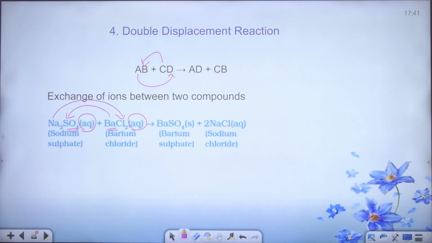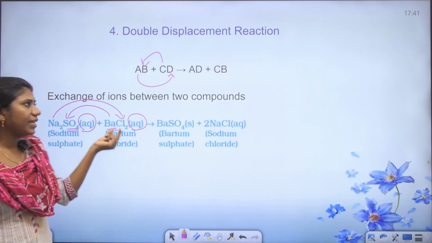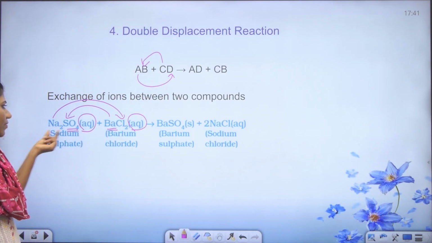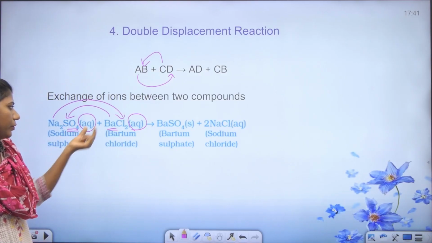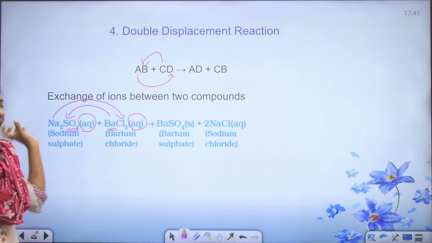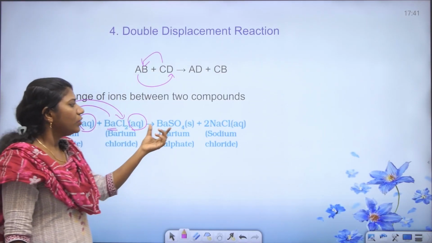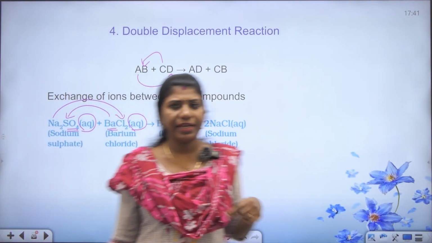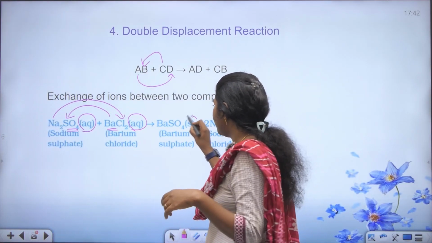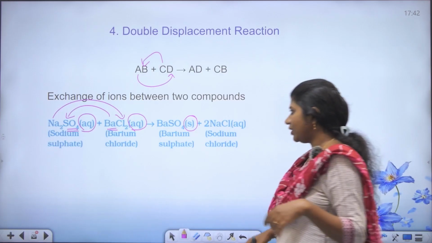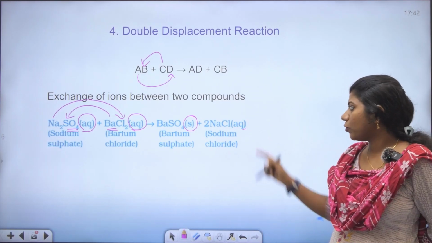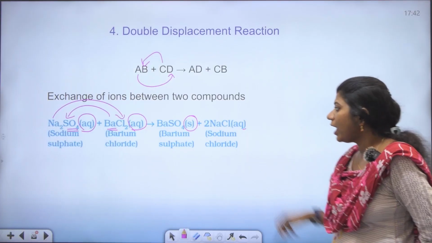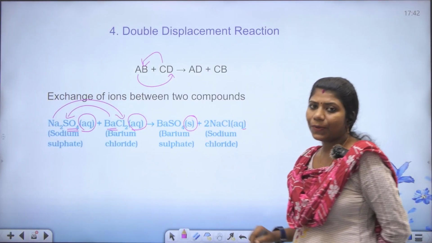Here sodium sulfate in aqueous solution reacts with barium chloride in aqueous solution. It reacts to form barium sulfate in solid form and aqueous NaCl solution. Here barium sulfate is in solid state.